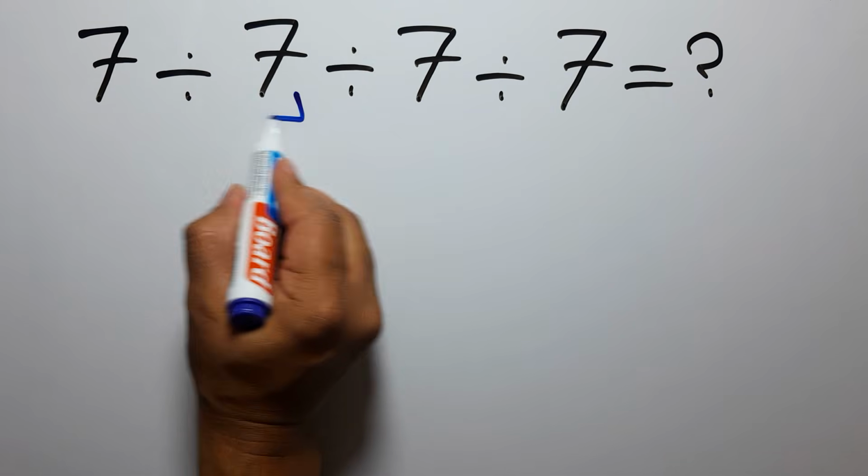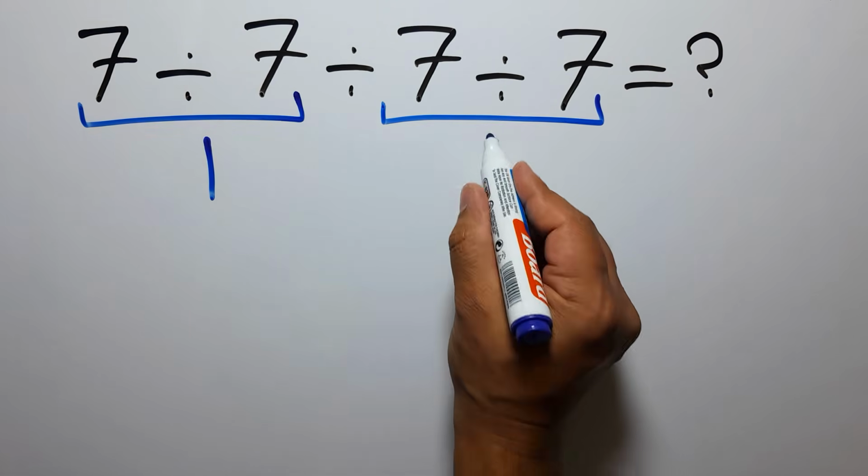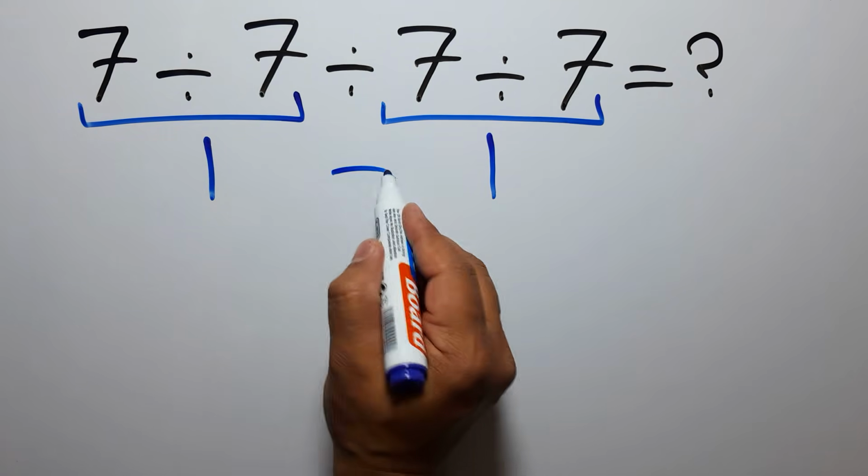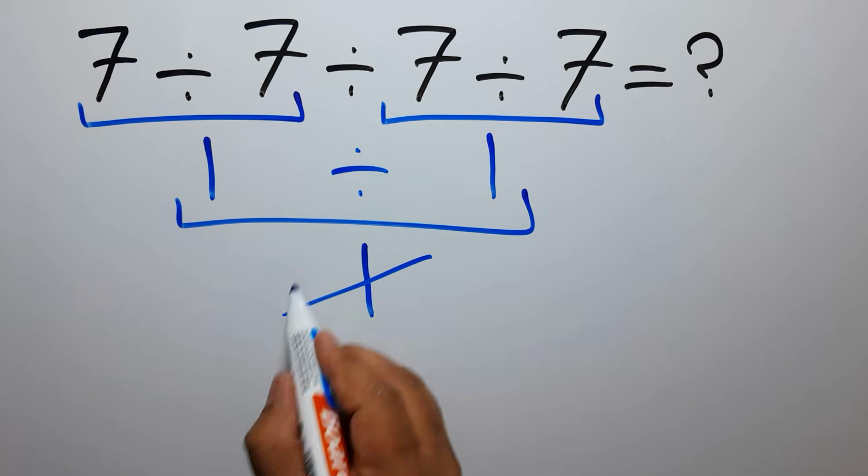4 divided by 4 gives us 1. And again here we have 4 divided by 4. So 1 divided by 1 is just 1. But this answer is not correct.